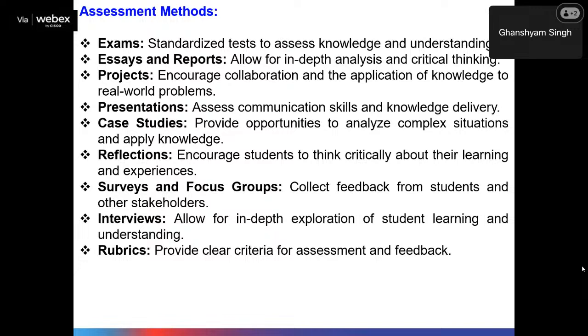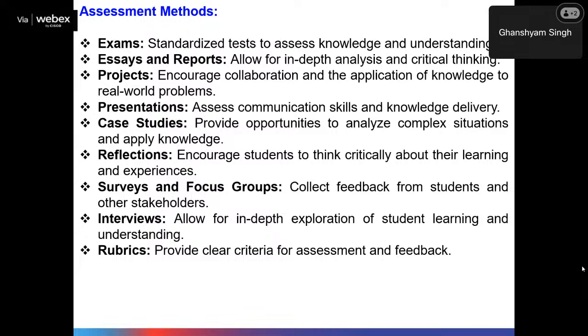Now, various assessment methods, which I'm sure you might all know about, like exams, which are standardized tests to assess knowledge and understanding. We sometimes give essays, and expect a student to submit reports. So essays and reports could also be one of the assessment methods where we allow in-depth analysis and critical thinking for the students. We also give projects, which encourage collaboration and the application of knowledge to real-world problems.